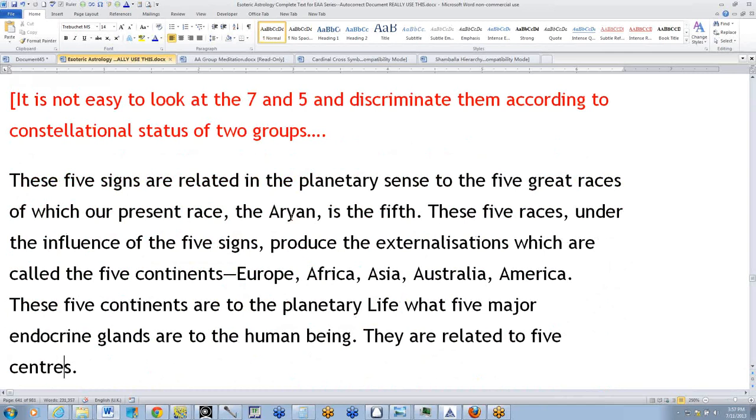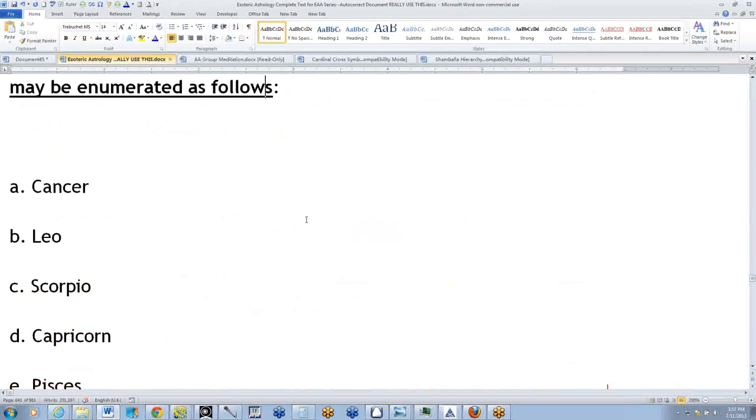So these 5 signs are related in the planetary sense to the 5 great races, of which our present race, the Aryan, is the 5th. Very interesting. And so, Cancer will be related to the Adamic root race. Possibly, well, maybe they're not in order. That we have to check.